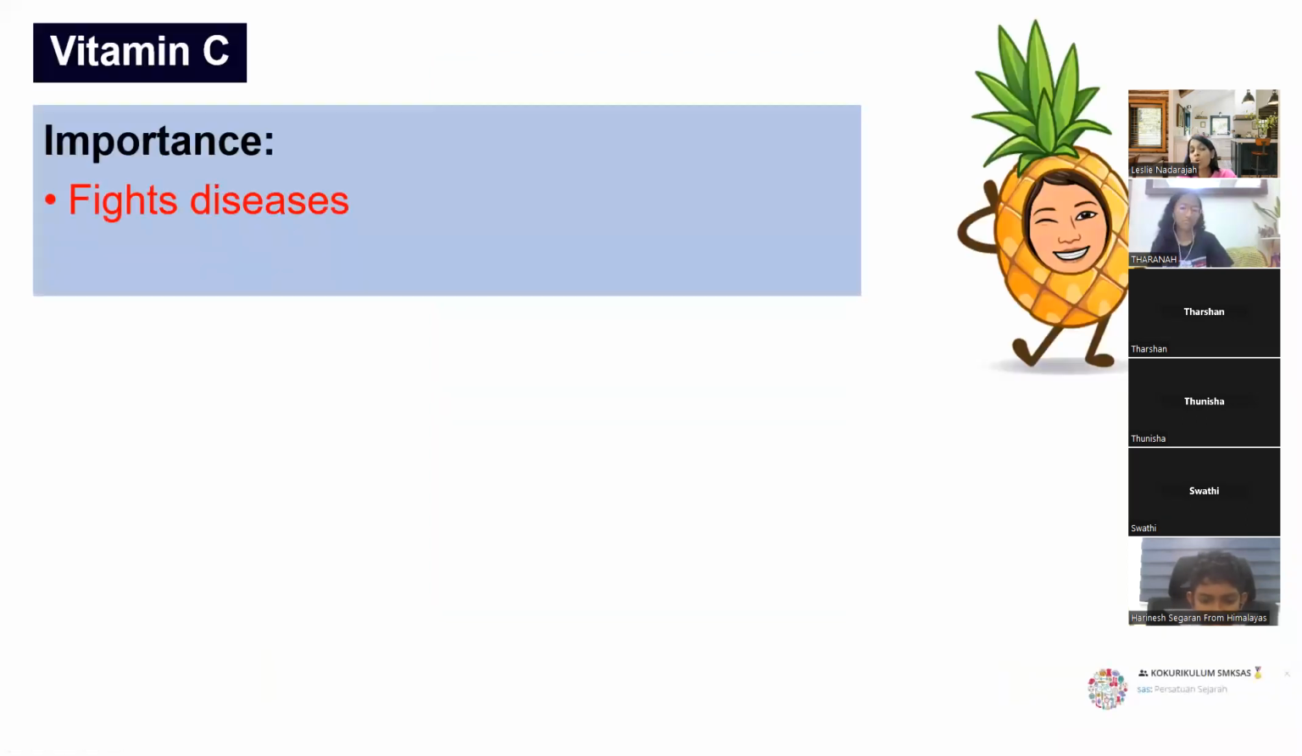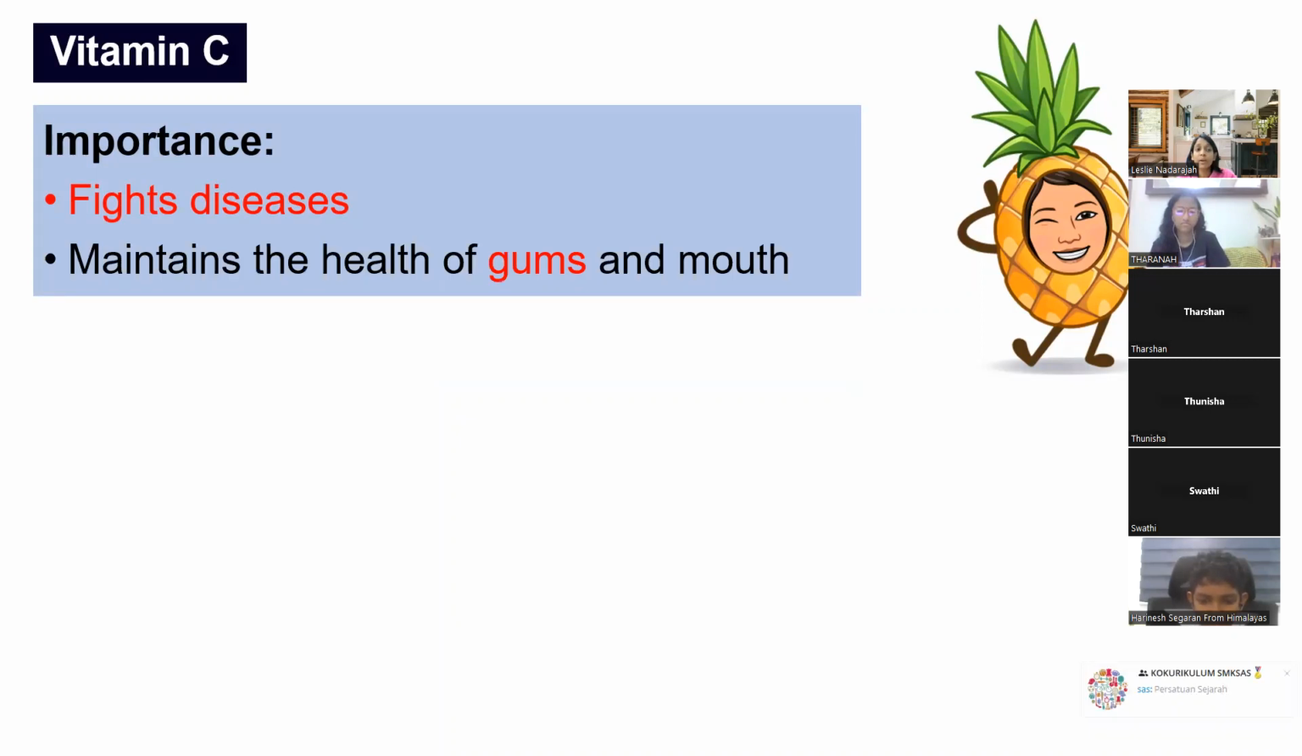Vitamin C, you know vitamin C because we need it to fight diseases, and also for your gums and your mouth. If you find that you've got ulcers and all, try to take more vitamin C.